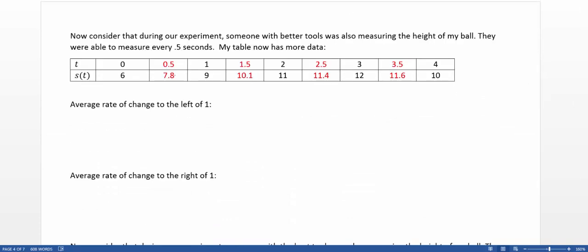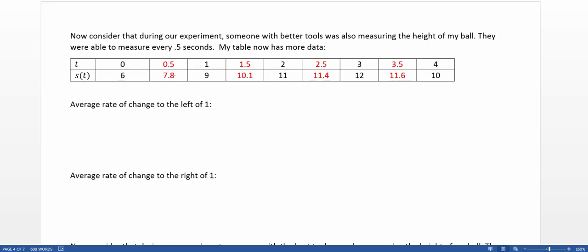So now let's consider that during our experiment, someone with better tools than I have was also measuring the height of my ball. In fact, they were able to measure every half a second. So now my table has more data. Notice that at 0, 1, 2, 3, and 4, those positions are the same.